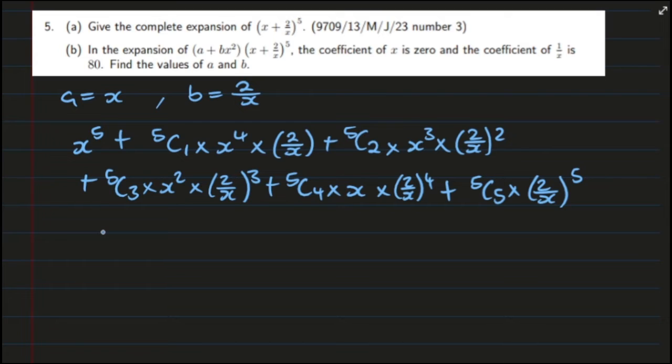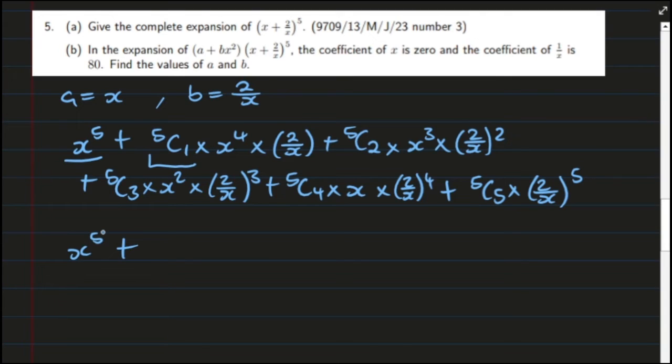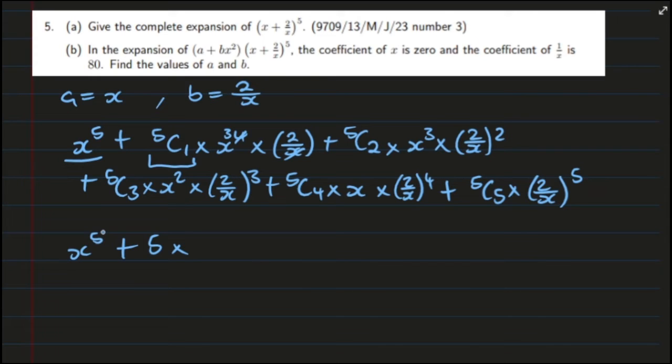Okay, so x to the power 5 remains the same. That's x to the power 5. Punch 5 choose 1 into your calculator, you get 5 times x to the 4 times 2 over x. So here we can cancel the x, so the 4 would become 3. So that's 5 times x cubed times 2. So 5 times 2x cubed.